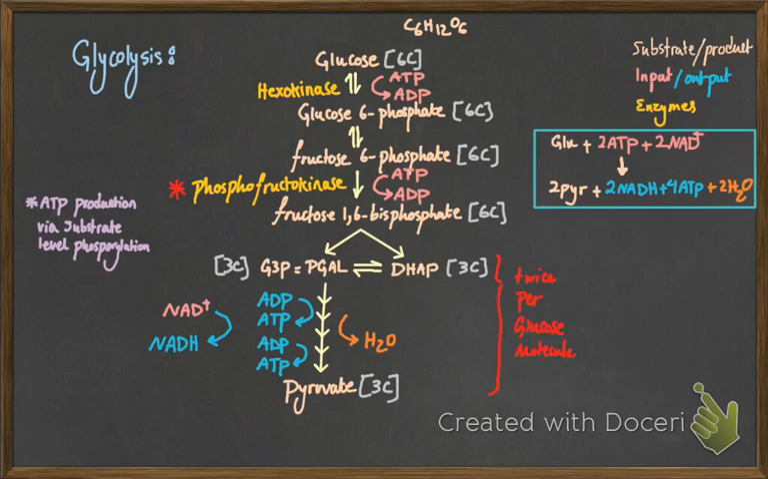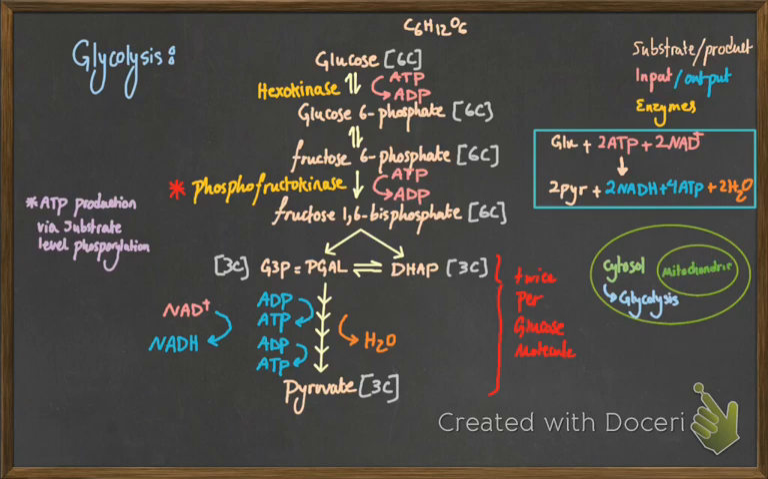One of the common questions on the DAT is, where is the location of glycolysis? So, if this is my cell, and here's my cytosol, glycolysis happens in my cytosol, outside of my mitochondria.